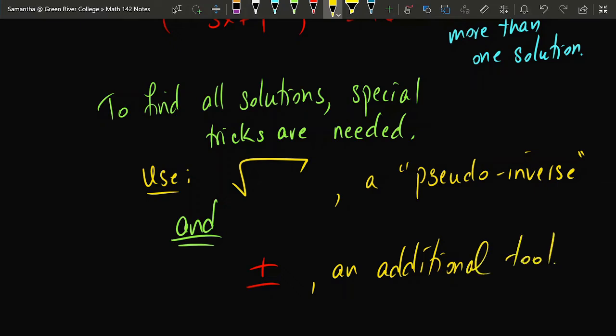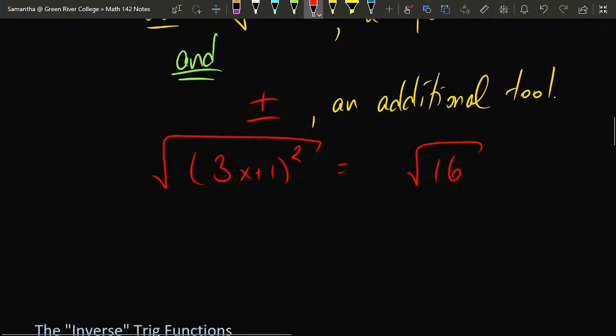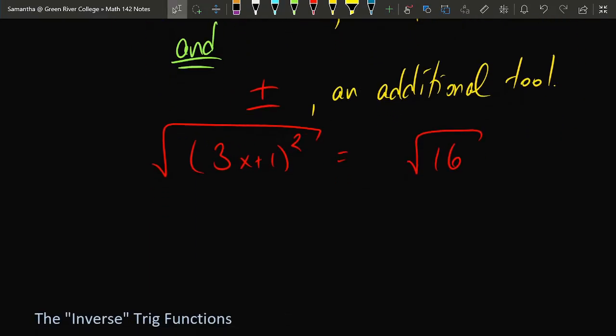If I use the square root, I can get rid of the square on 3x plus 1, but in order to get all the solutions, I need to use an additional tool, plus minus, and that is as a result of the fact that the square function doesn't have a real inverse.